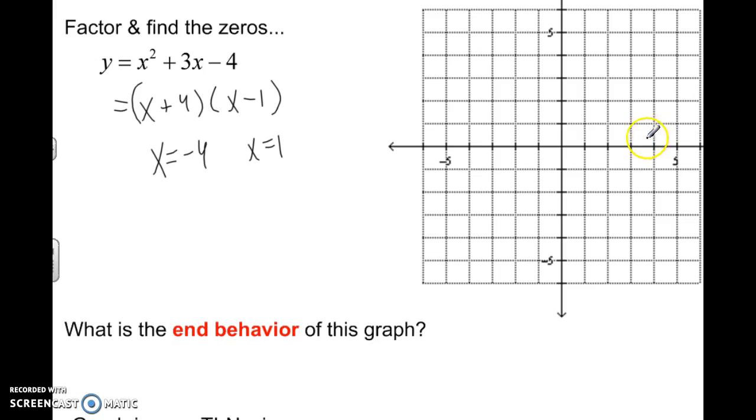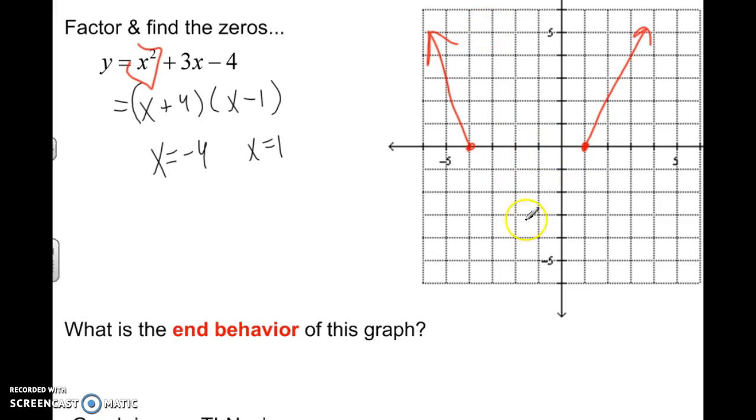So x equals negative 4, and x equals 1. So the end behavior of this graph is going to be x squared, so it's even, so it's up and up. So from the right, it's got to go up. From the left, it's got to go up. So I know the graph looks like that.